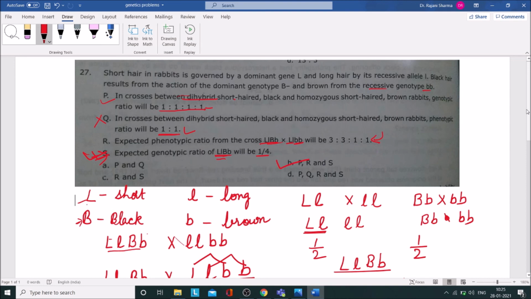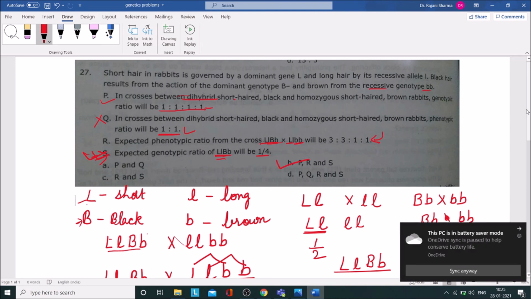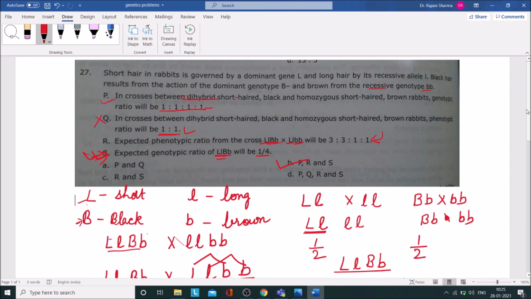So this is how you try to solve all these questions. It is just a matter of practice. The more you practice, just by looking at the ratios, you can justify the statements, which is wrong and which is right.